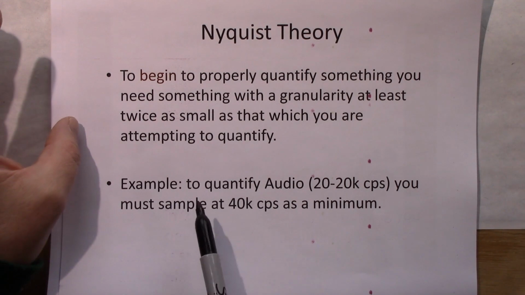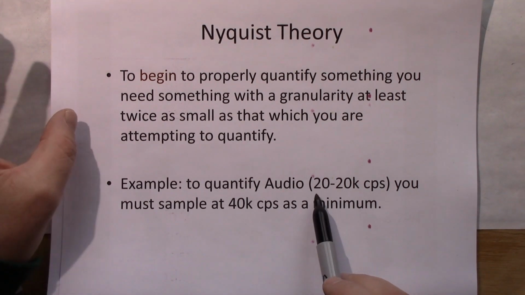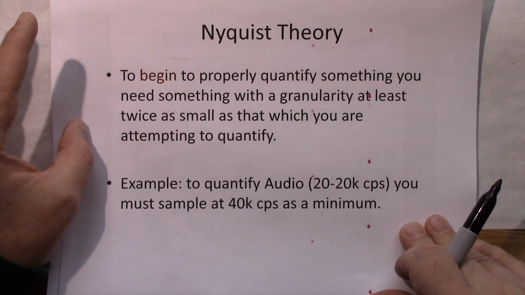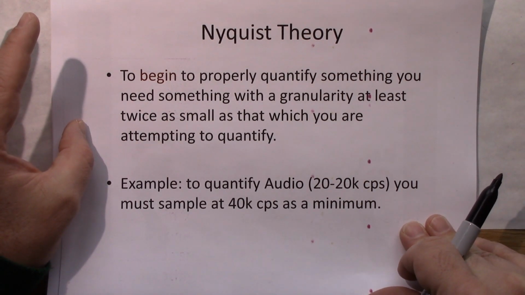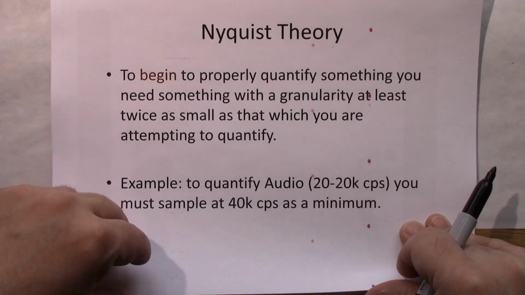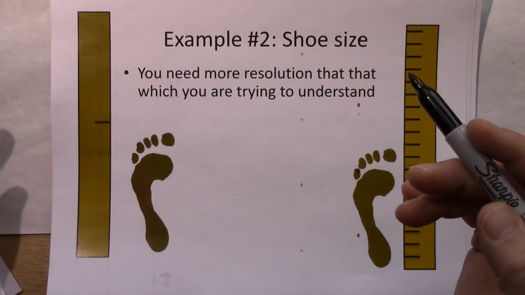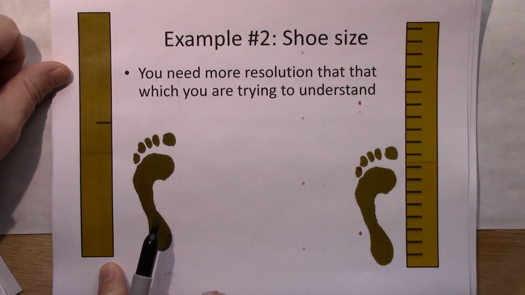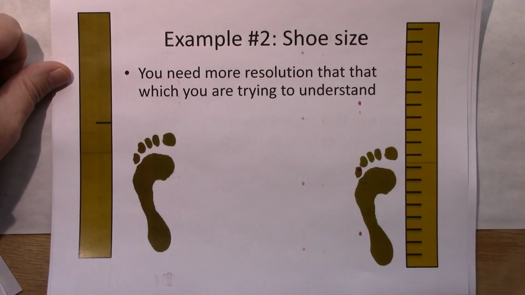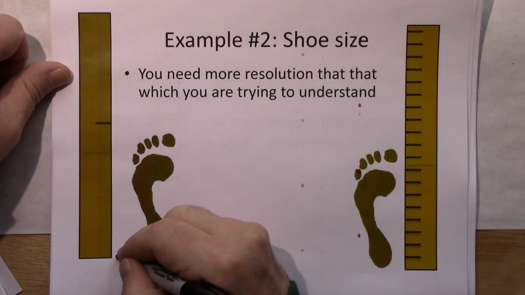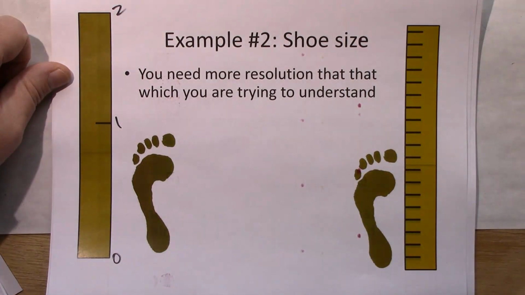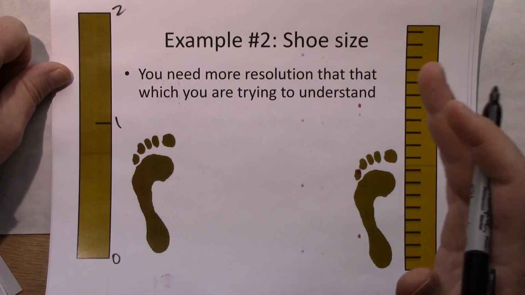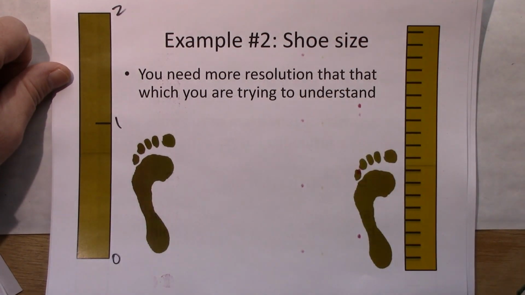For example, if you want to quantify audio, the audio range is 20 to 20,000 hertz, so you must sample at 40,000 hertz at a minimum to be able to reproduce the sound with enough quality. And let me give you an example using shoe size. Suppose your ruler for measuring feet only had a 1 foot and a 2 foot index, and that's all you had. That's the granularity of your measuring instrument. You either get a measurement that's 0, 1 foot, or 2 foot from your measuring instrument, nothing else. How good do you think it would be for you to fit shoes for a kid or an adult? It would be horrible. You would go out of business being a shoe salesman.